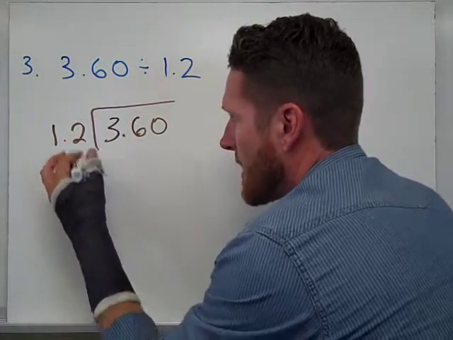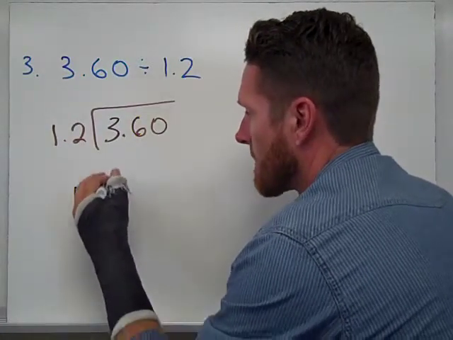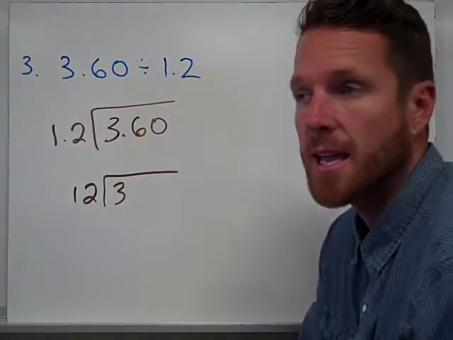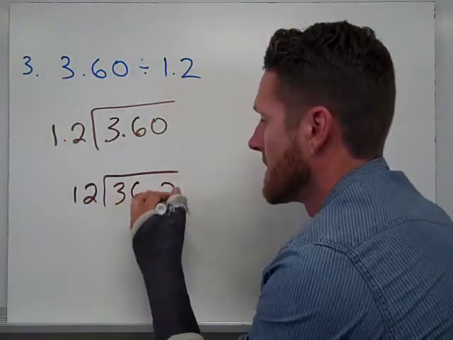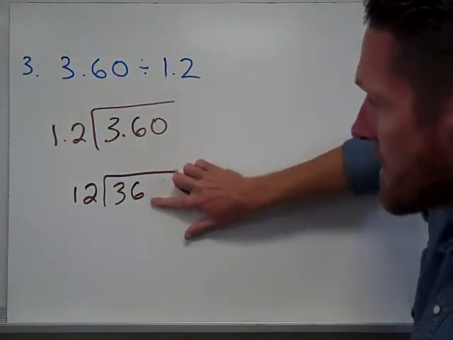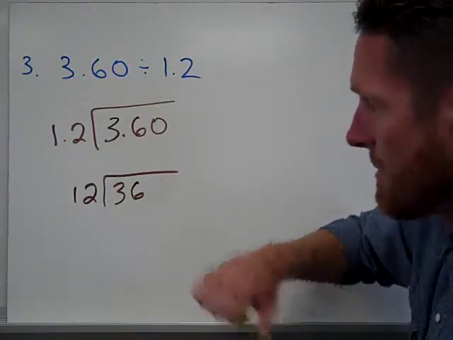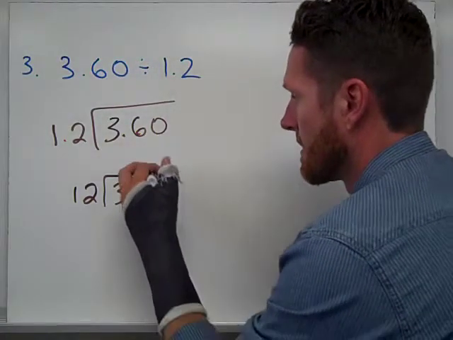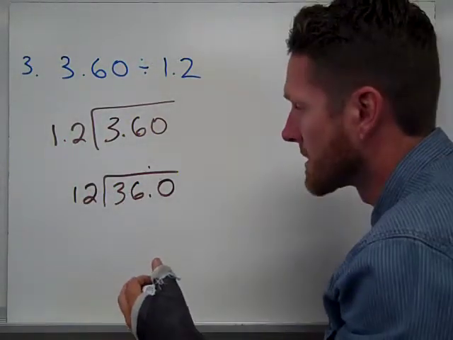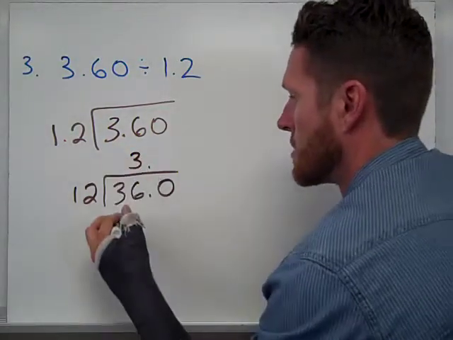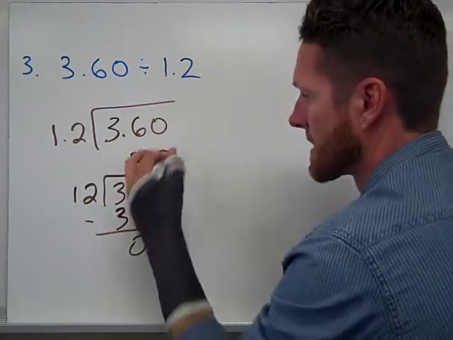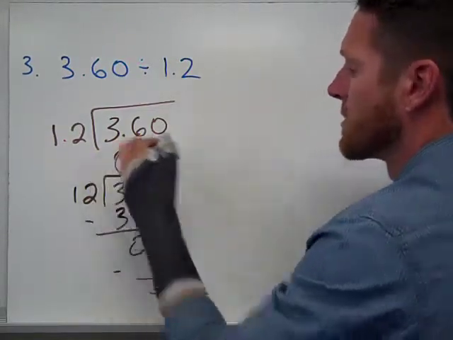So if I multiply 1.2 by 10, I get 12. If I multiply 3.60 by 10, I get 36.0, which is basically 36. I really could just drop this off, but to show you that the decimal could still stay there, let's keep it. So we need to go 12 times what number equals 36? 12 times 3. Bring the 0 down if I want. This goes in 0 times. Still the same answer, which is 3.